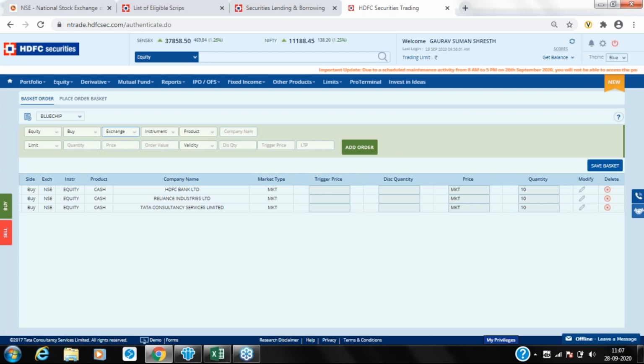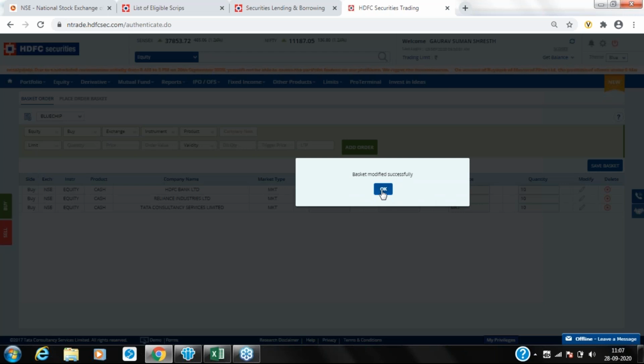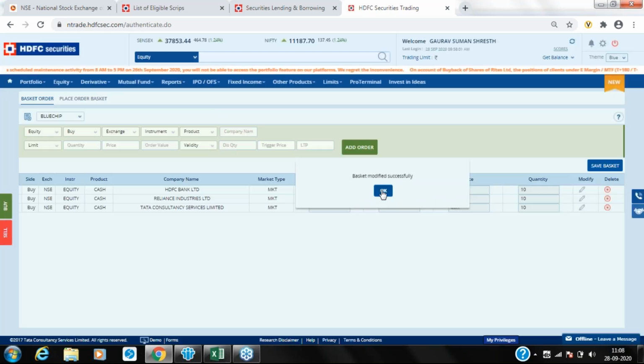Once I've added the stocks, in this way you can add up to 15 stocks in one particular basket. Once you have added the stocks, you have to click on the save basket button, which you can see at the right hand side, and you will get a message, basket modified successfully.